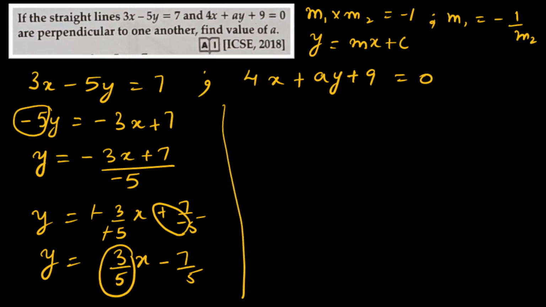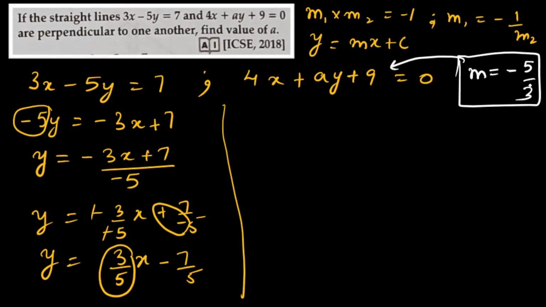It is perpendicular to the second line. So what will be the slope of the second line? It will be the negative reciprocal of this. If this is positive, the other line's slope is negative. 3 by 5's reciprocal is 5 by 3, so the second line's slope is equal to minus 5 by 3. But first of all, we'll find the slope in terms of A and then compare with this one and find the value of A.